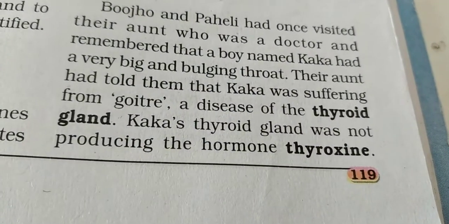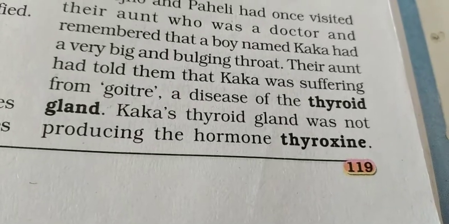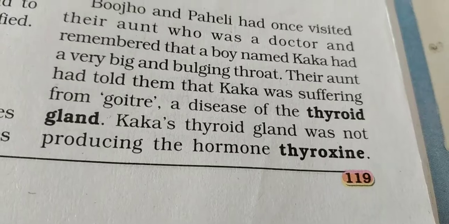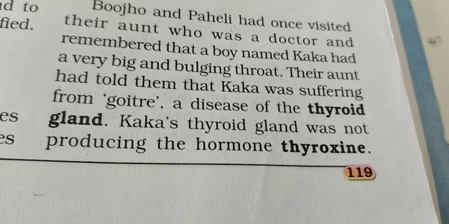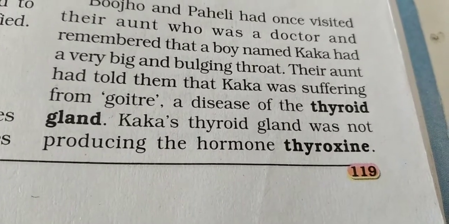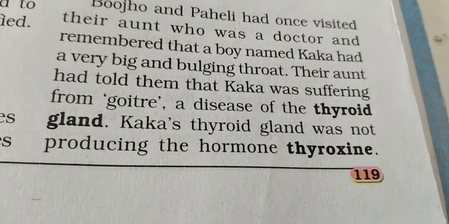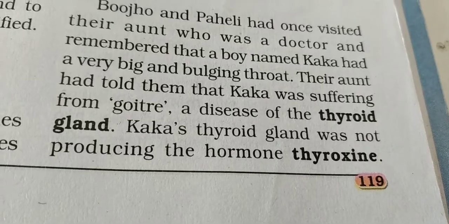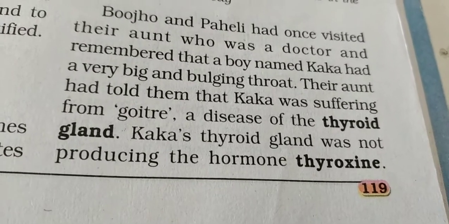The thyroid gland produces thyroxine hormone, and if the production of thyroxine hormone is not sufficient, then the person suffers from a disease called goiter. In this disease the person has a very big and bulging throat.